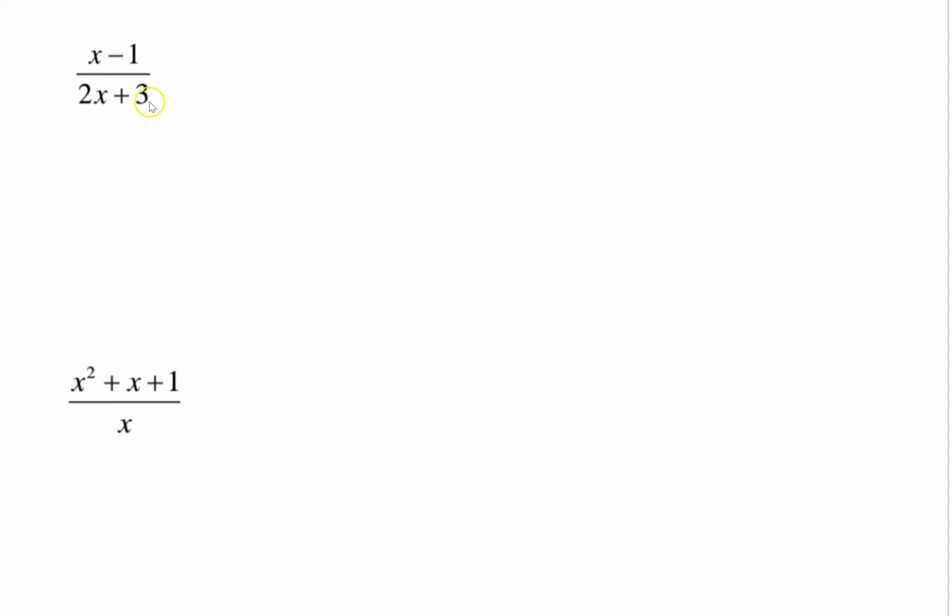Look at this. I can't break it up, I can't do anything. This is just a quotient rule. So again, we can use the formula: derivative of the top times the bottom, minus, switch it, derivative of the bottom times the top, all over the bottom squared. That is in your formula sheet.